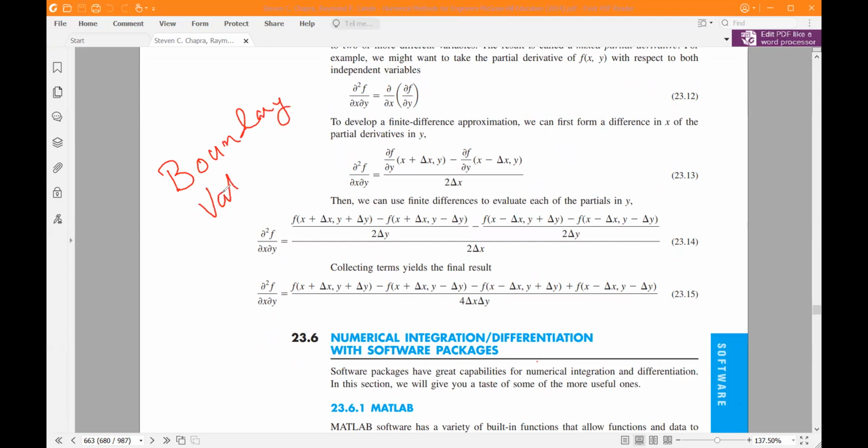Have you heard about it? Yes, sir, in our differential equation course. Exactly, very good. So in your differential equation course, you already learned about boundary value problems that involve partial differential equations. Probably you have been introduced to the Laplace equation there.